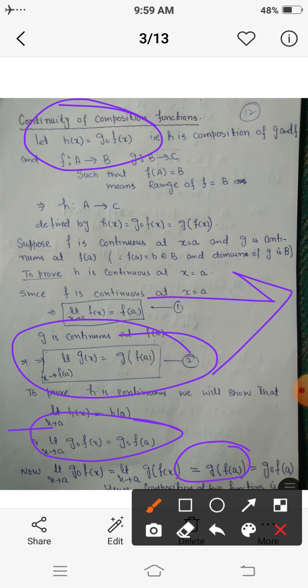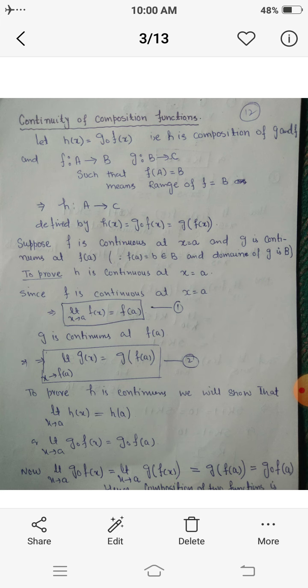Now g of f of a is simply g of f of a, because the composition g∘f of x is simply g of f of x, that is g of f of a. So here a is the point in the domain of this h. This means that the limit of g∘f exists and equals the value of the function at the given point, so g∘f is continuous at this point a. In particular, h is continuous at point a, because h is defined by g of f of x.